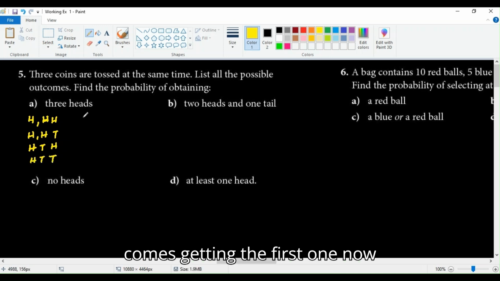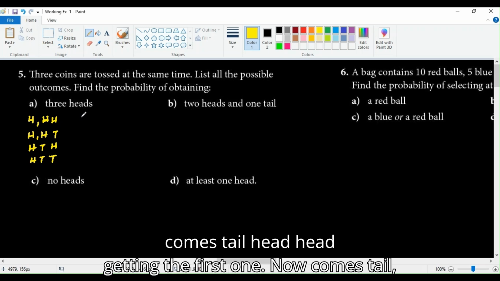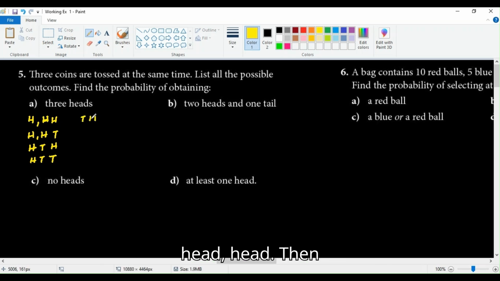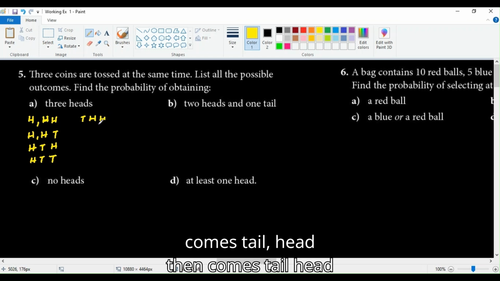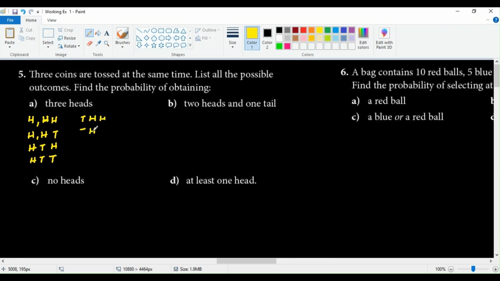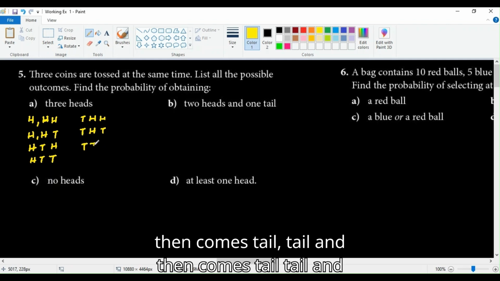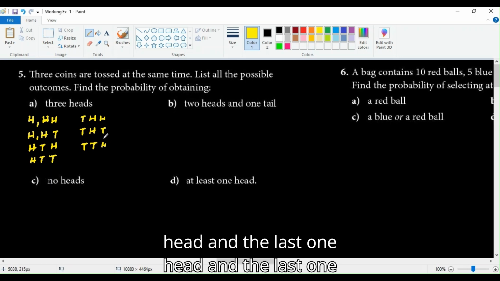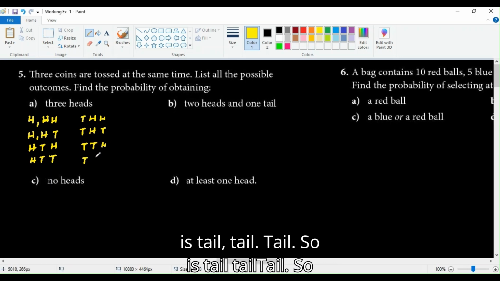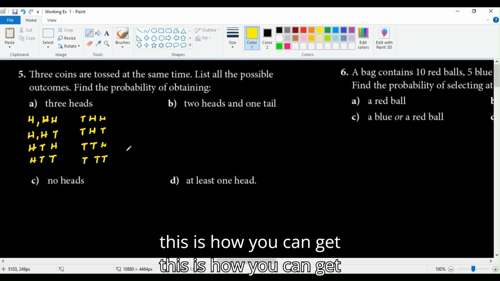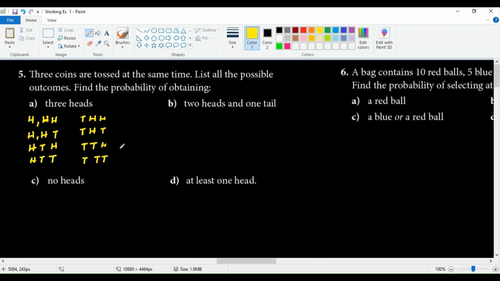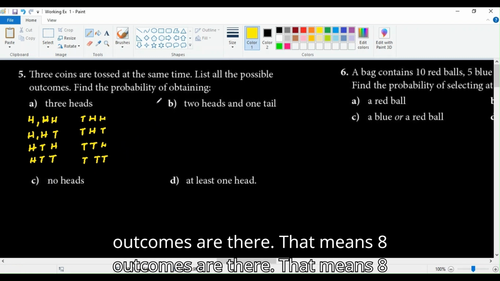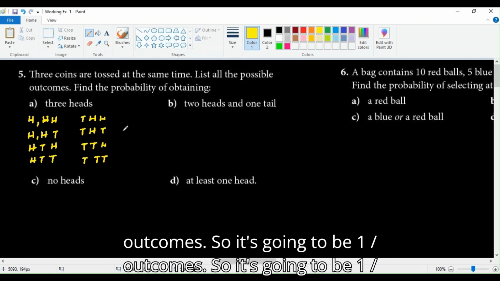Now comes tail, head, head. Then comes tail, head, and tail once again. Then comes tail, tail, and head. And the last one is tail, tail, tail. So this is how you can get eight outcomes. That means eight outcomes.